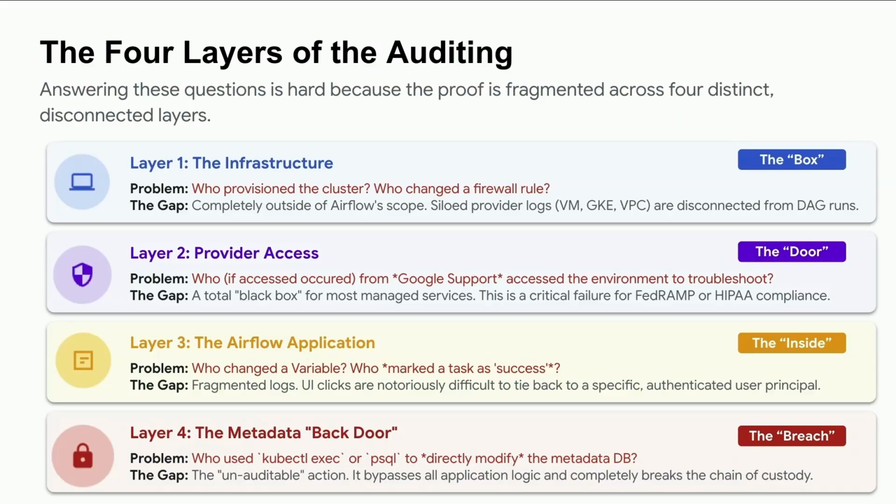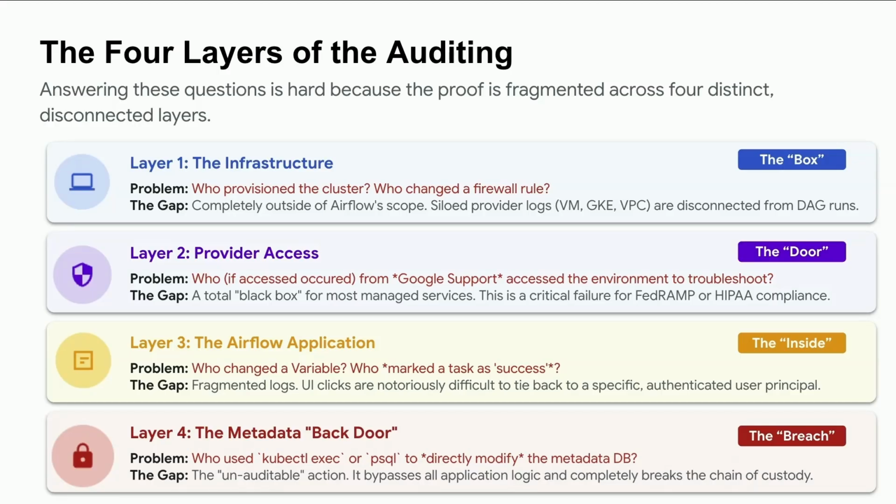Then there is a second layer, which is usually overlooked or forgotten, which is provider access. Let's assume that you file a ticket because something went wrong, and a Google engineer logs into your environment and provides a fix. For a number of services, this is a black box. And actually, for our FedRAMP customers, not being able to provide an audit trail that the fix happened is a deal breaker. Then there's a third layer, the Airflow application, and it seems to be easy, but actually it's not.